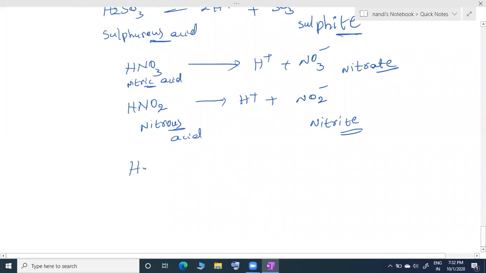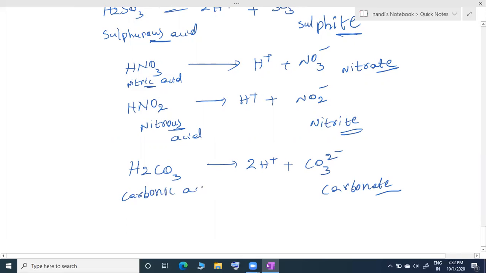Similarly, H2CO3 gives 2 H plus ions plus CO3 2 minus. You know this is carbonate. ATE means this should come from an ic acid, carbonic acid.